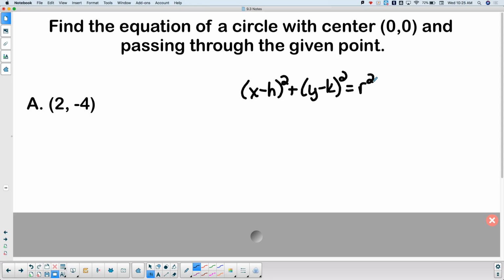Would you like a picture? Okay, right? So I've got a circle here, right? And it's got a center, okay? And then I've got a point that's on the circle. So how would I find that radius? Jacob, how would I find it?